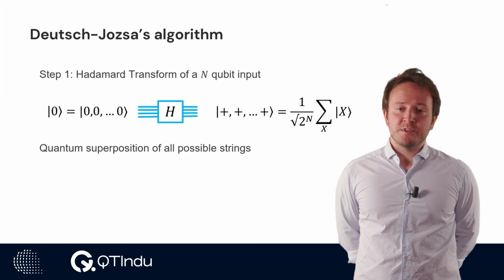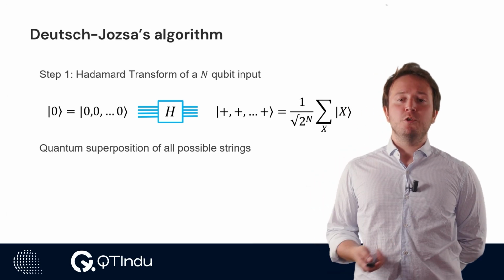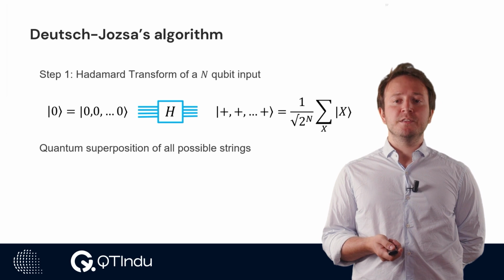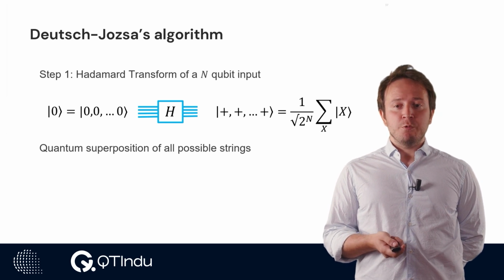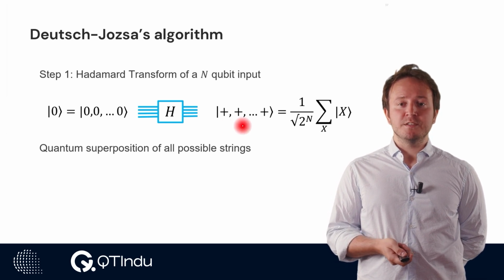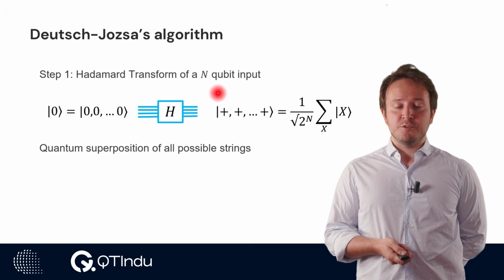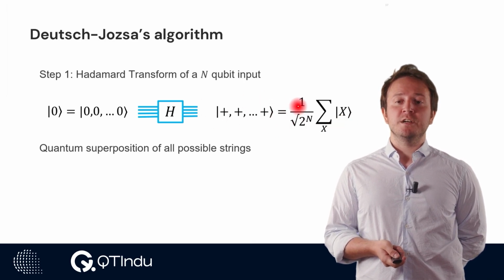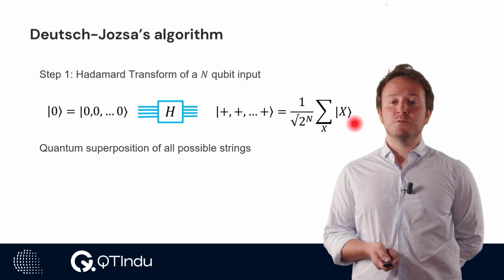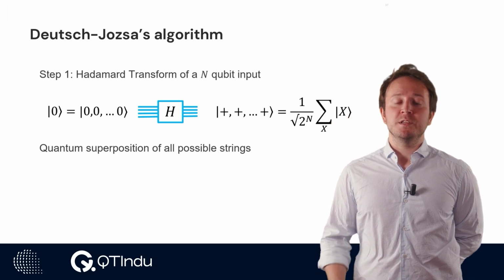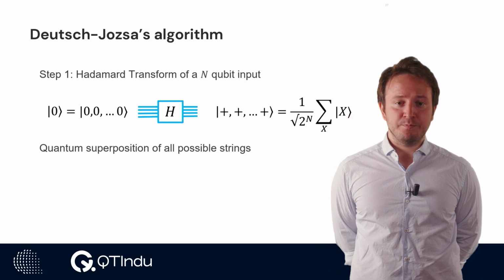Now, this is a very important state because we can also rewrite it in terms of decimal numbers. If we expand this in terms of decimal numbers, this output state is actually a superposition of all possible decimal numbers with equal amplitude, 1 over the square root of 2 to the power n.